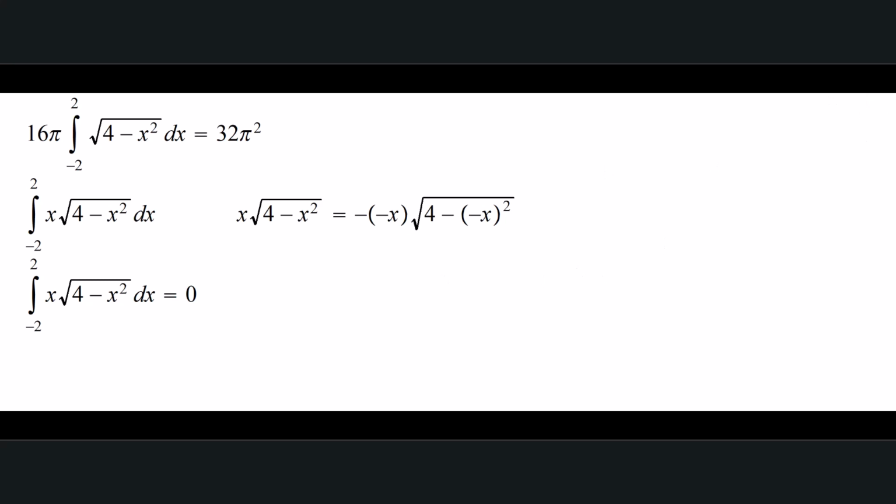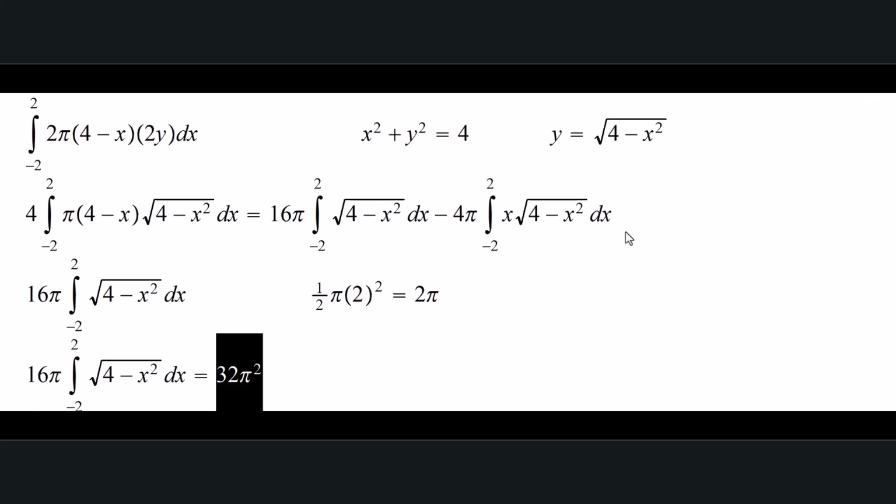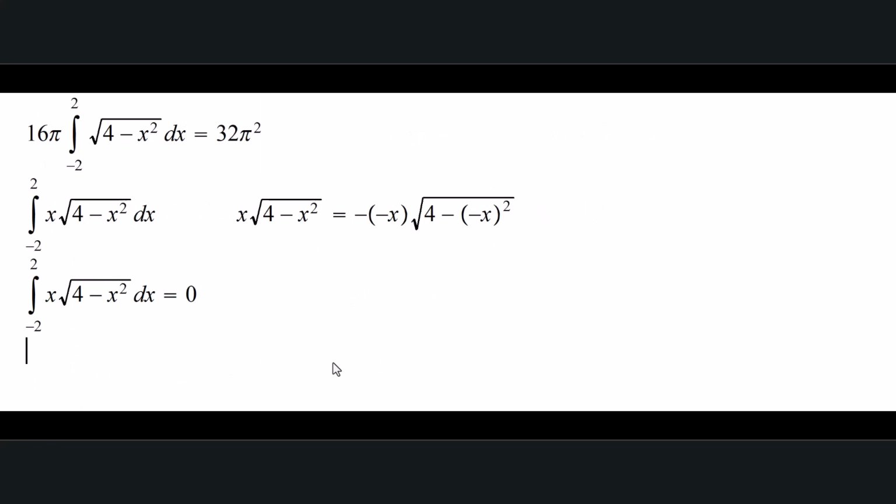So what is our answer then? The only non-zero part of the value is 32 pi squared. So 32 pi squared cubic units is the volume of the solid that we get. All right, so let's stop here and let me know if you have any questions.